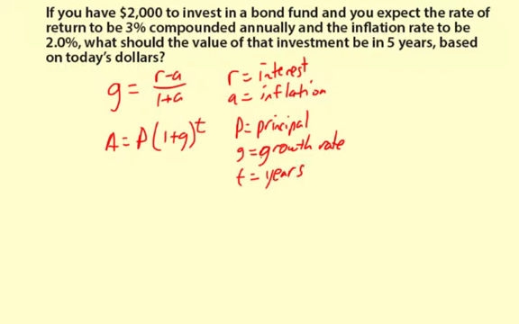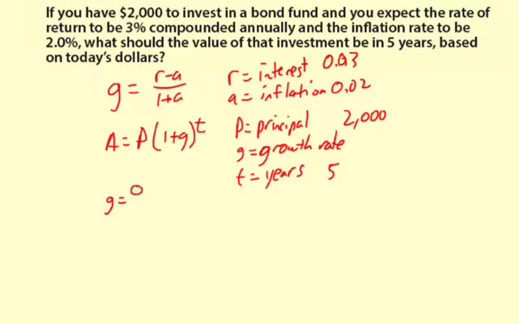Okay, now we actually know all this information. We know that you're starting with $2,000, that's principal. And we know the interest rate is going to be 3% or 0.03. The inflation rate is 2% or 0.02. The time in years is going to be 5. And then we can calculate the growth rate based on the interest rate and the inflation. And then we can figure out what the present value of that money is. So we'll do the growth rate first.